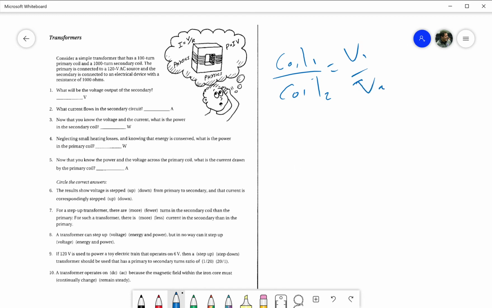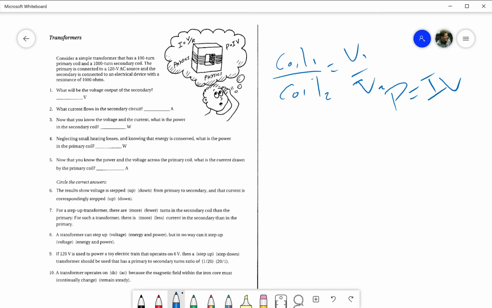The second thing to understand is that we still always have power. P is always equal to IV. Power is always equal to current times voltage. So that will always be there too. Okay, so here we go.